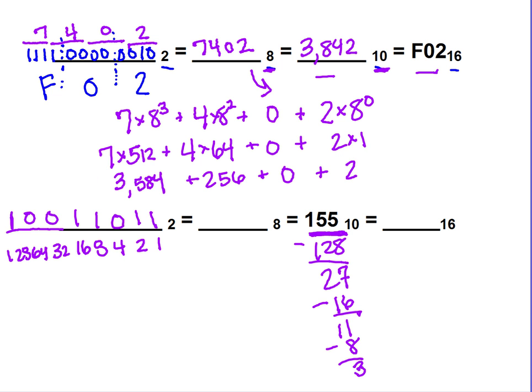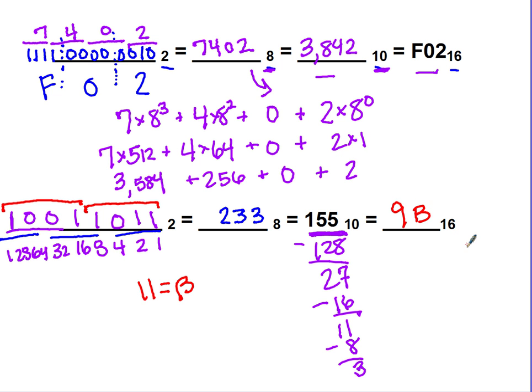And then I can easily come back through and do my chunking. Groups of 3 here, so I get 3, 3, 2. And then come back in one more time and do groupings of 4 to convert into hexadecimal. So I get 8 plus 2 plus 1, so it gives me 11, which I know is B. And then over here I get 8 plus 1, which is 9. And there's my conversion.